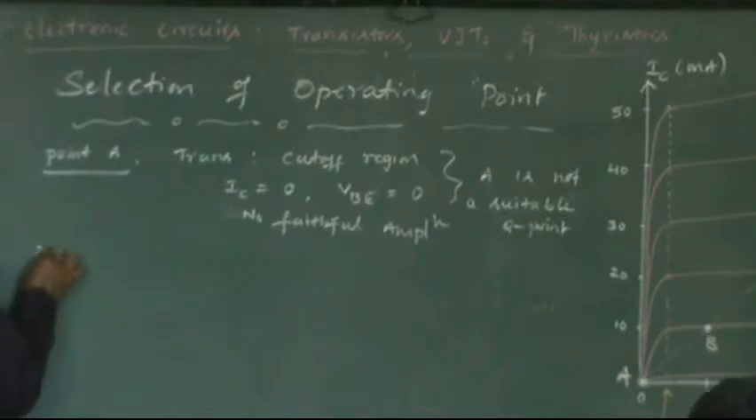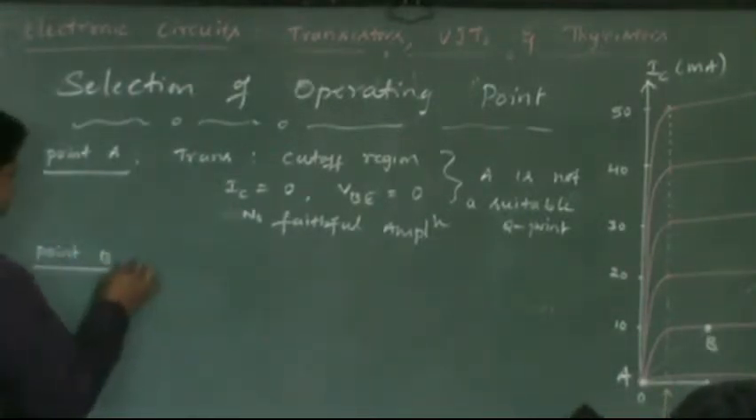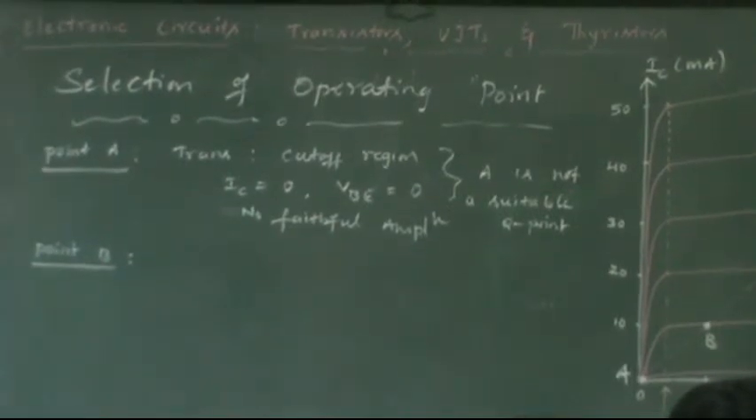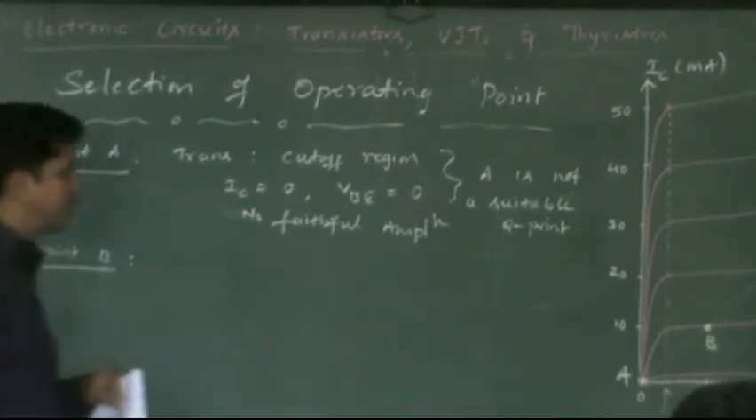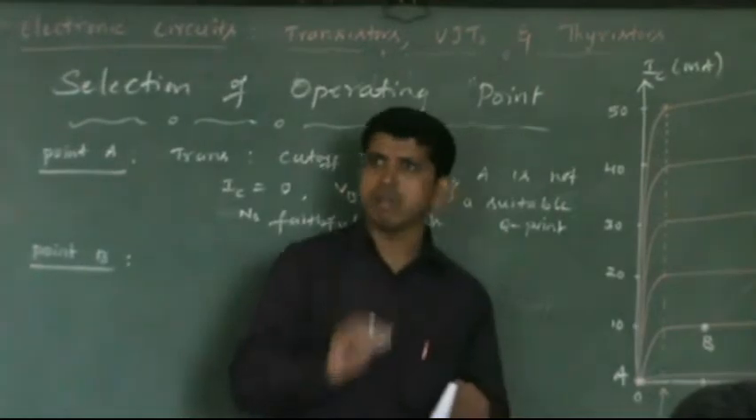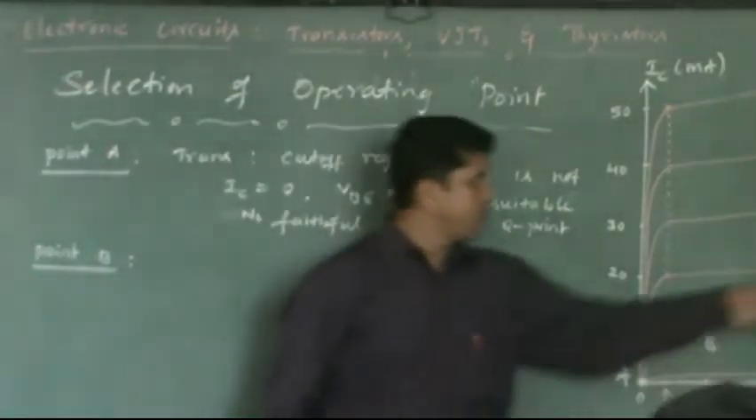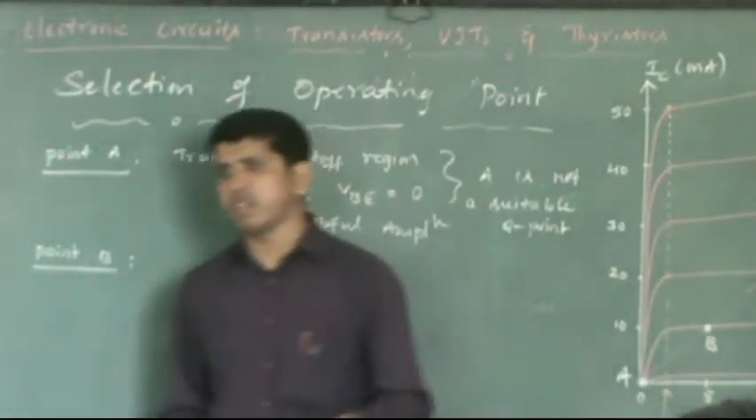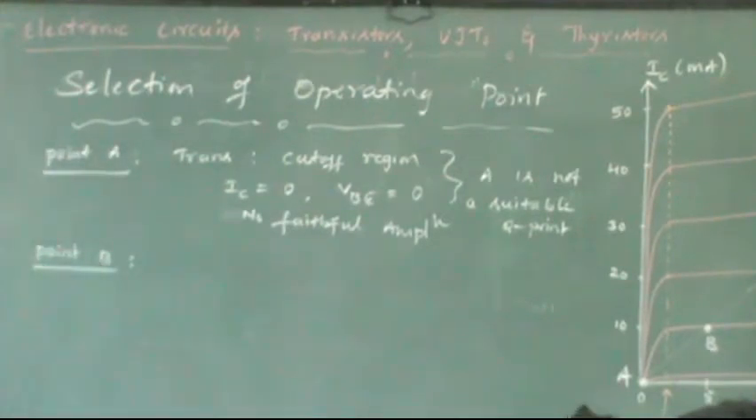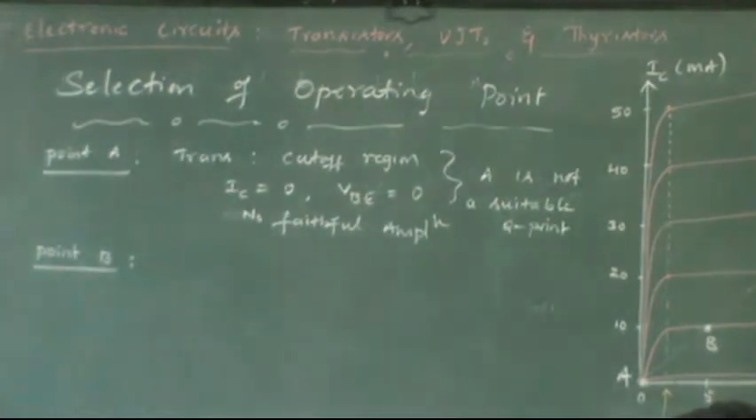What about point B? Point B is somewhat better than point A. I'm not saying point B is not good, but there are some drawbacks in point B also, and some minor drawbacks in point C also. Again, because of that, you don't get faithful amplification. Let us see point B first of all.